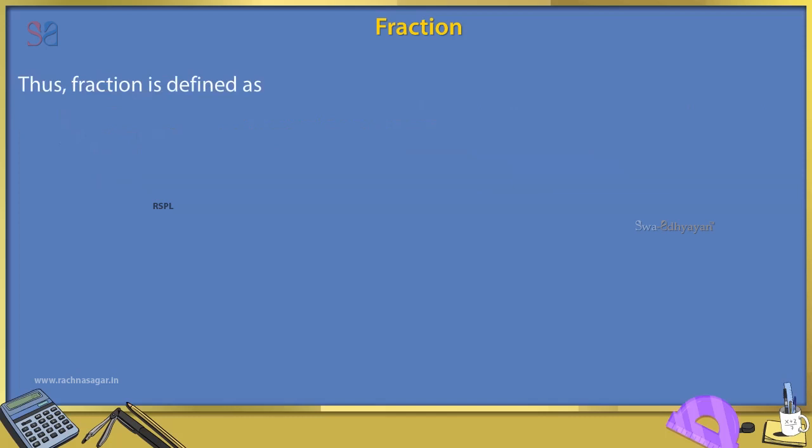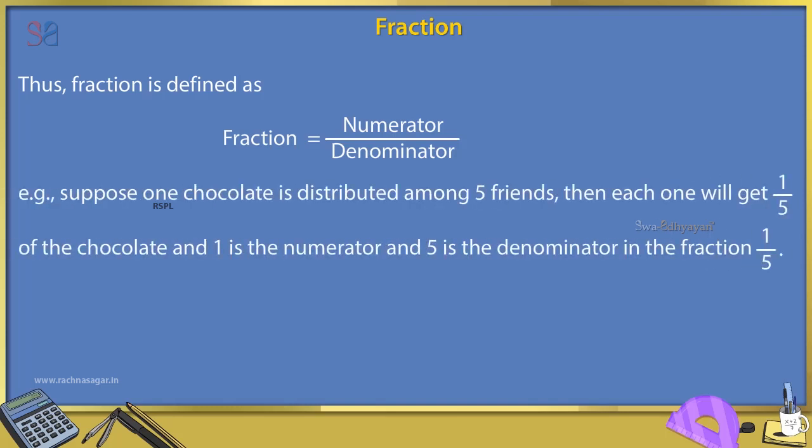Thus, fraction is defined as fraction is equal to numerator by denominator. Example. Suppose one chocolate is distributed among 5 friends, then each one will get 1 by 5 of the chocolate, and 1 is the numerator and 5 is the denominator in the fraction 1 by 5.